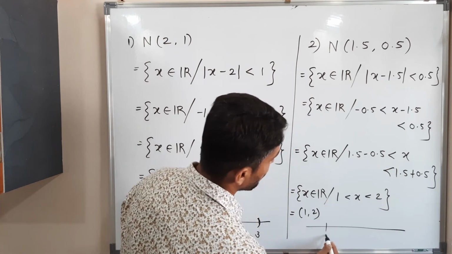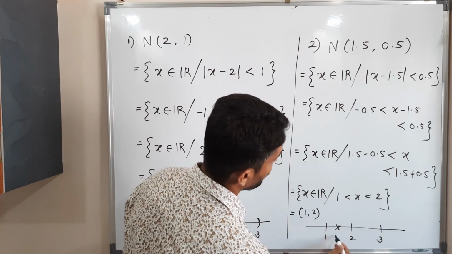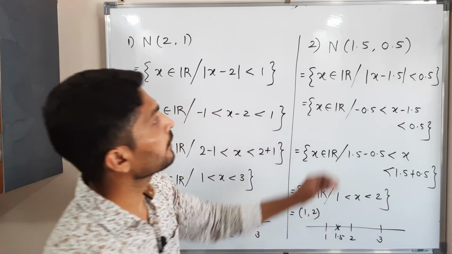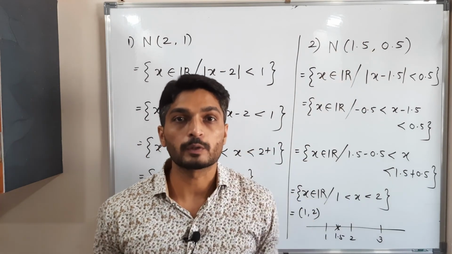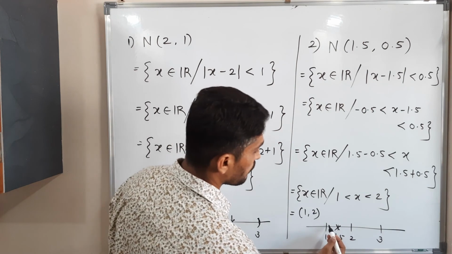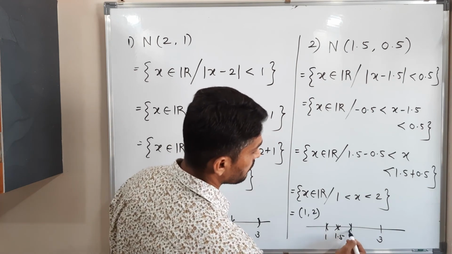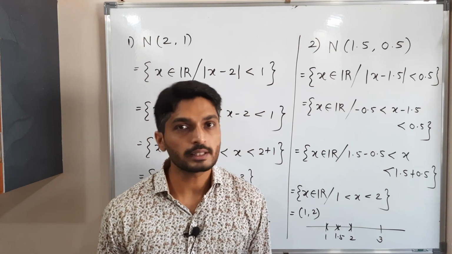So you can see here 1, 2, 3. What was the center? Center of interval is 1.5 and the value of epsilon is 0.5. That means 0.5 on this side, 0.5 on that side. So if you go 0.5 on this side, 0.5 on that side, we get an interval 1 comma 2. In this way we solved second example also.